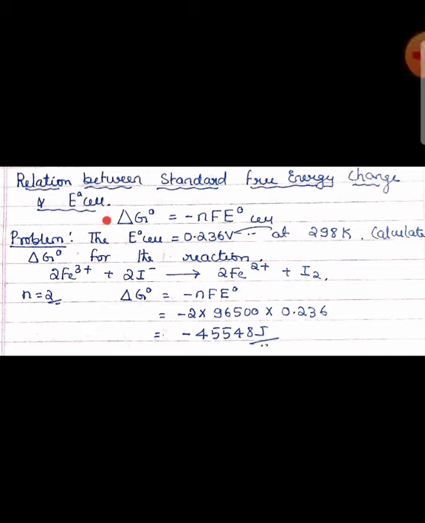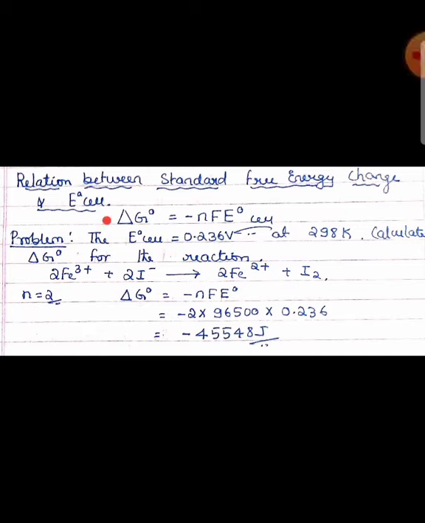One Fe3+ gains 1 electron to form Fe2+. So 2 Fe2+ are there, so 2 electrons, and 1 I minus loses 1 electron. So 2 I minus lose 2 electrons to convert to I2. So the number of electrons is 2. Let us substitute: n is 2, Faraday 96,500, and electrode potential they have given 0.236 volts. We'll get minus 45548 joules.